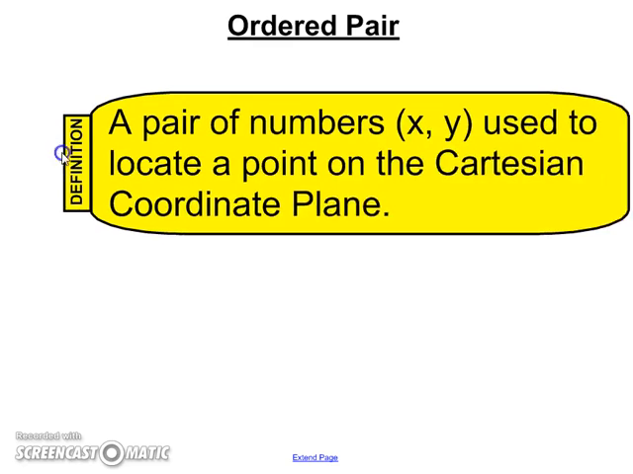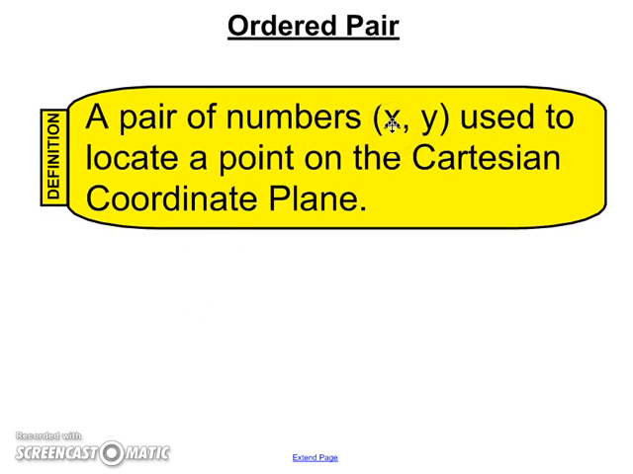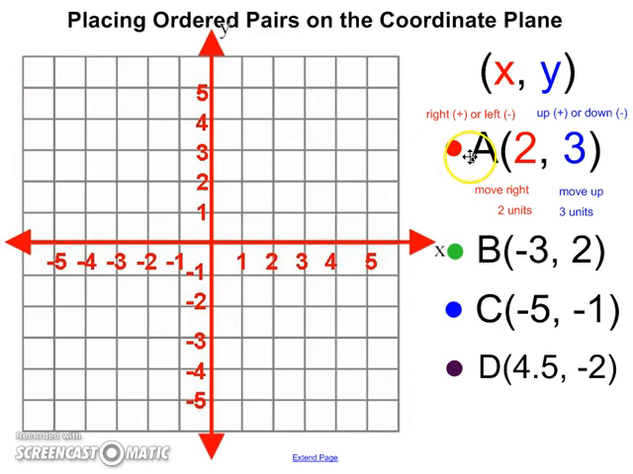Ordered pairs. An ordered pair is a pair of numbers, which we go x then y. That is alphabetical, which we use to locate a point on the Cartesian coordinate plane. So this pair of numbers, x, y, defines a location, defines a point. And in order to use those locations, x comes first, alphabetical. That tells us right for positive numbers or left for negative numbers. So we will begin by going right or left.